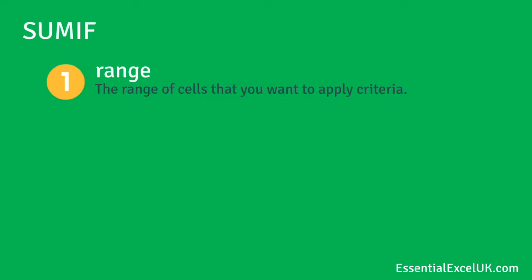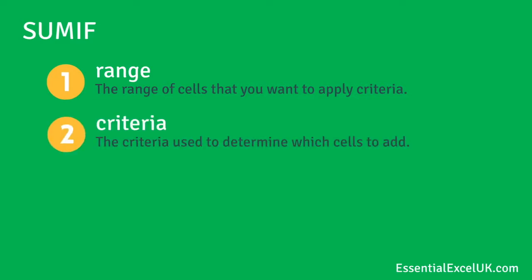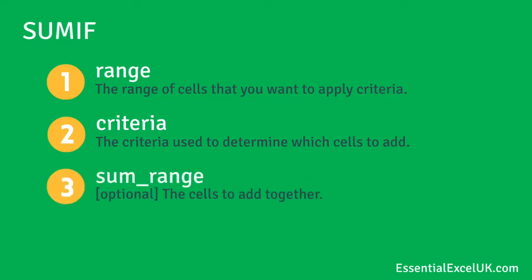The first is range, and this is the range of cells that you want to apply your criteria to. The second part is the criteria, so the criteria you want to use to determine which cells you want to add together. And lastly, we have the sum range. So this is the range of cells that contain the values that we want to add together. And again, you've got the formula in its entirety at the bottom of the screen there.